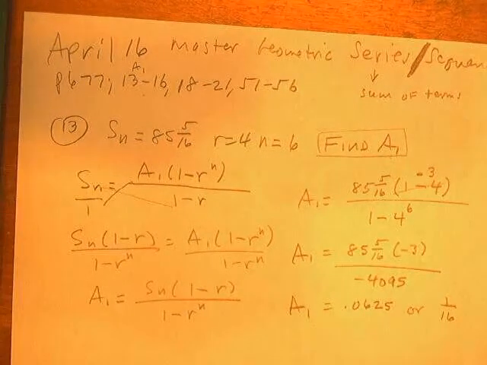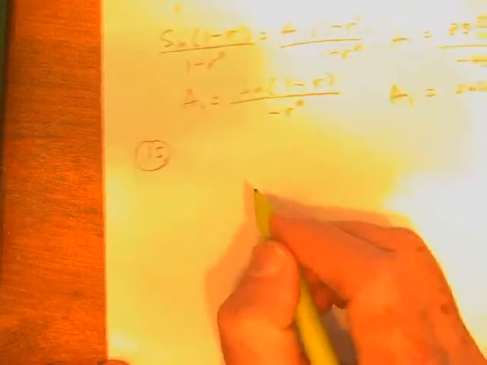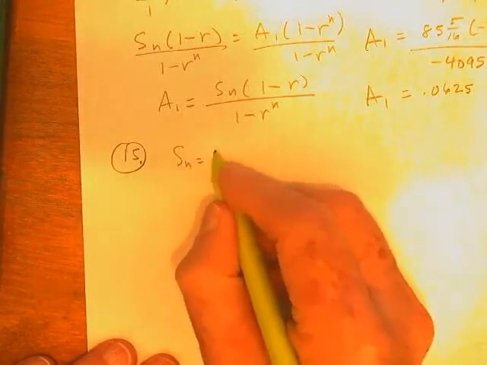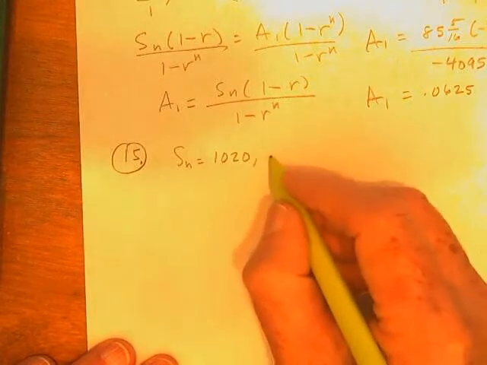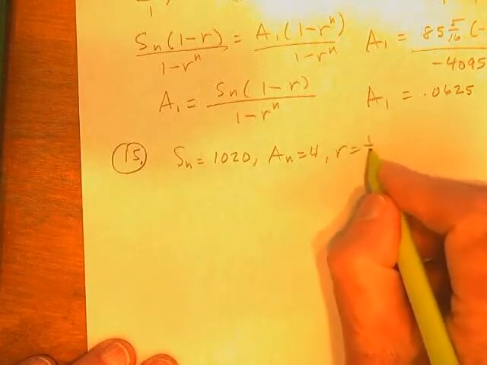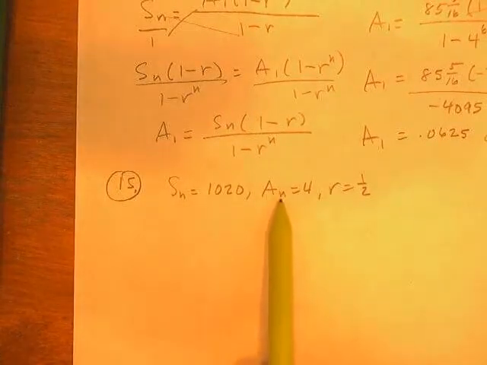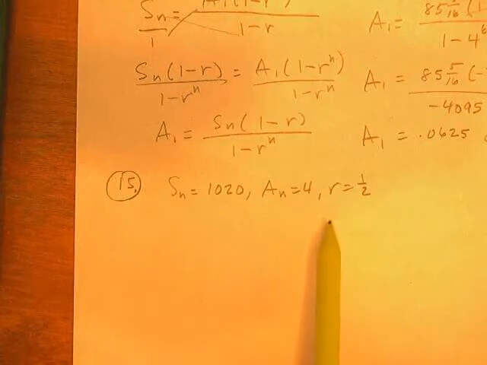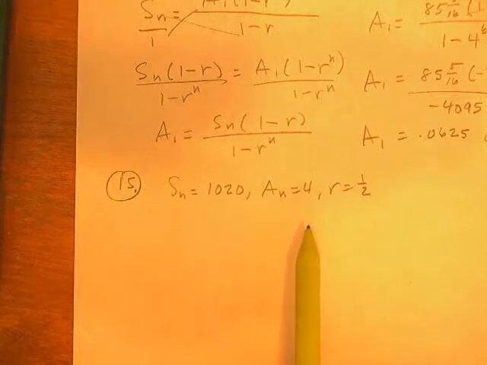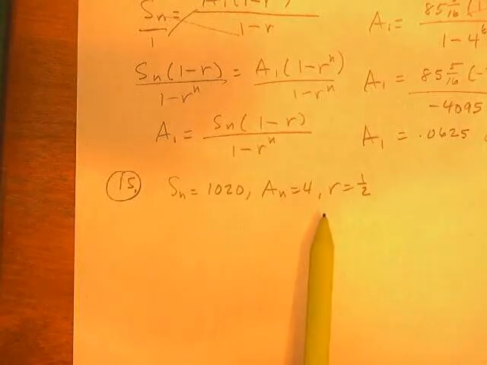Let's see. I don't know, all of these look so easy. Let's do 15 just for grins. Okay, 15, they give me that one. Oh, look. They gave me the nth term. On this one, I do not know what n is. Oh boy. I have no idea what n is at all.